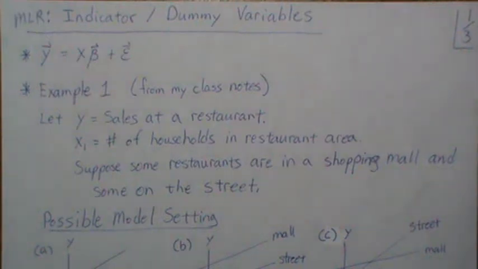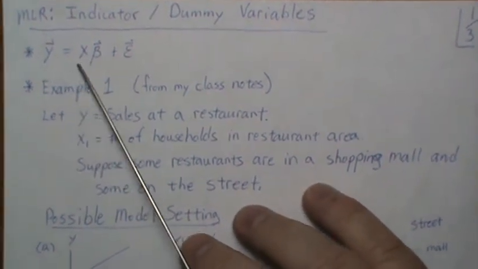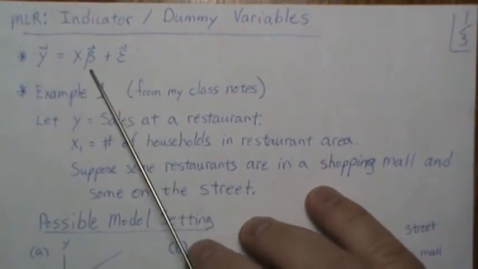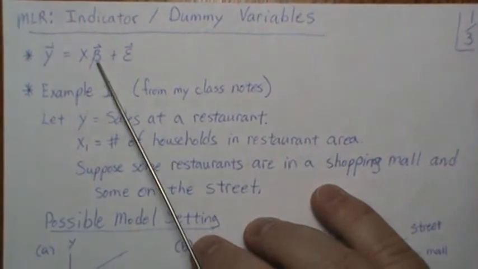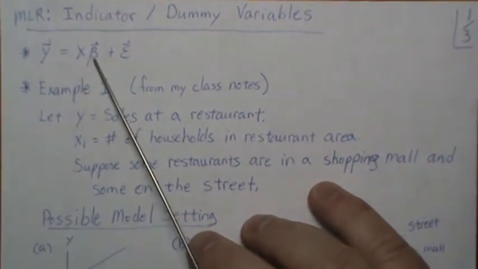Hello, in this video we're in the multiple linear regression setting and we're going to look at indicator variables, sometimes called dummy variables. So here's our model. Y is equal to X beta plus epsilon. X is a design matrix. Beta is a vector of k plus 1 by 1.